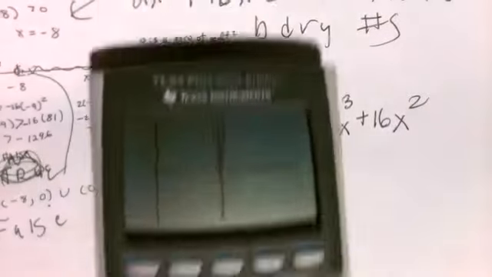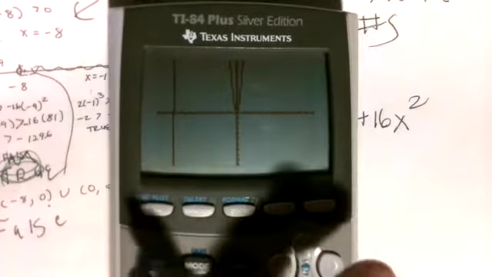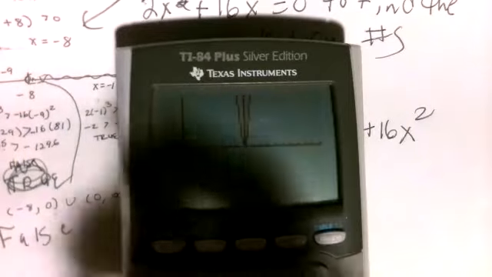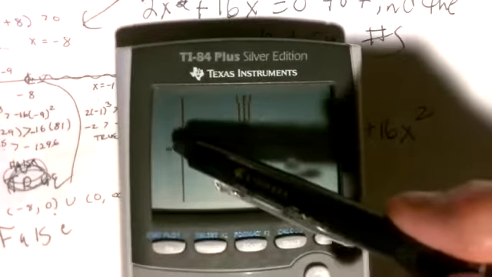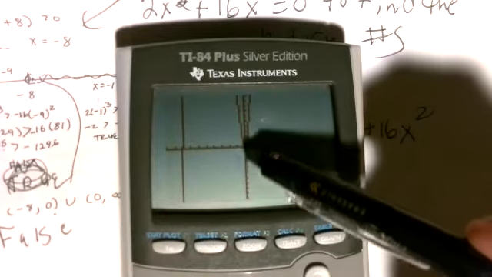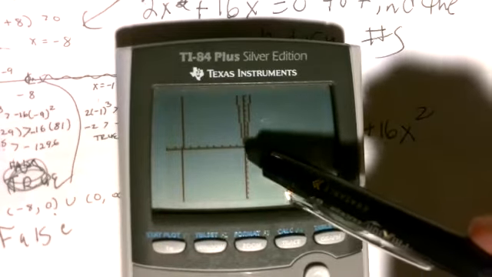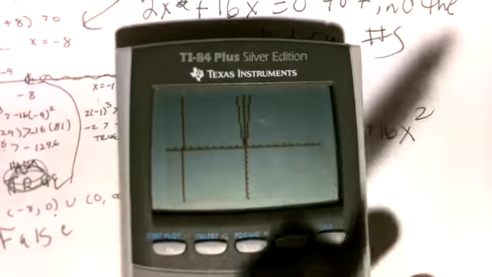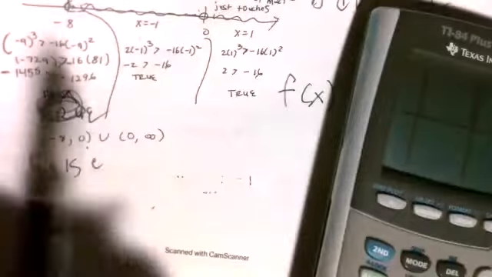Yeah, we can kind of see what's happening. So we're wanting to know where this is greater than 0. So it's greater than 0 when it's above the x-axis. So this is -8, so from -8 to 0. Now it's not above 0 when it touches 0, but then it is from 0 on out to infinity. And that's what we got for our solution.